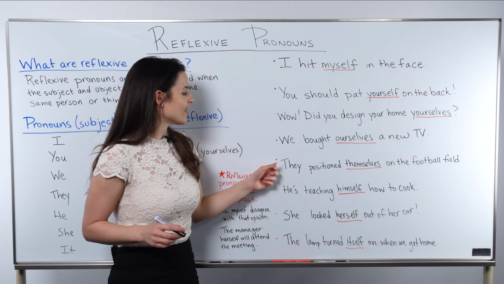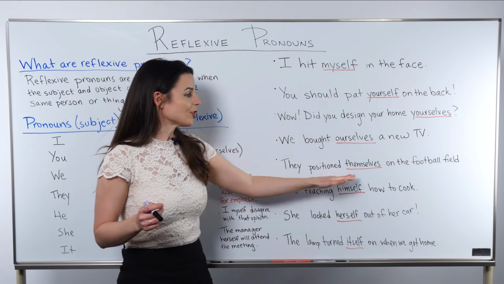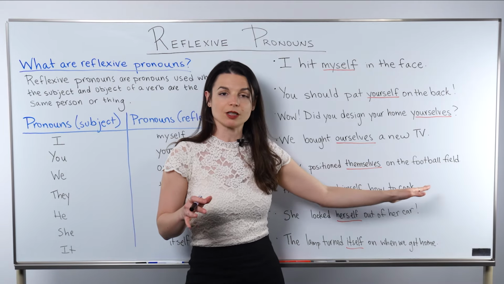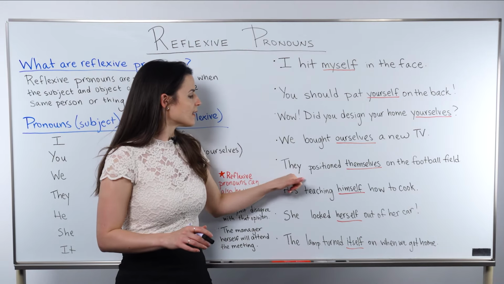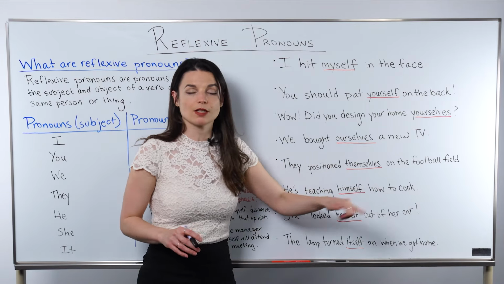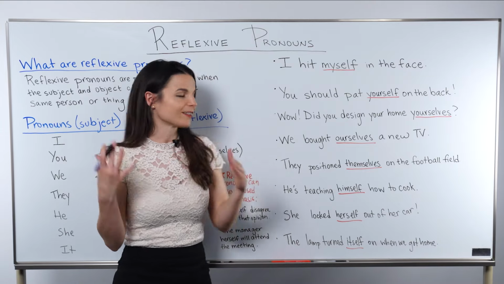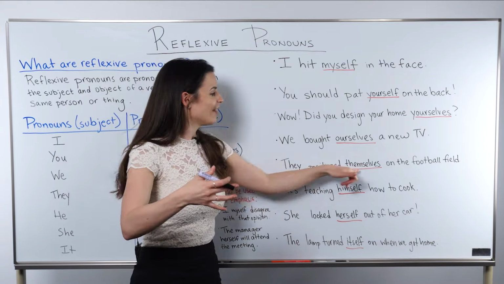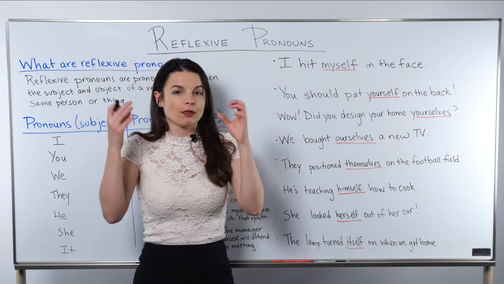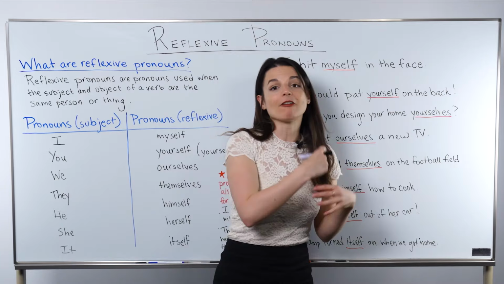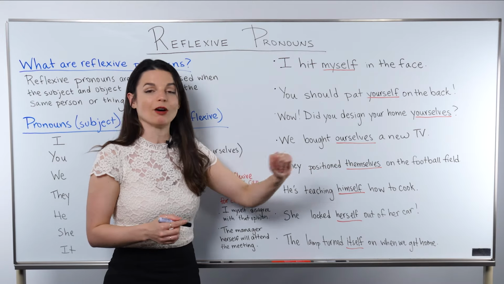Okay, let's look at our next one. The next one is kind of a sports style sentence. They positioned themselves on the football field. This sentence, they positioned themselves, means the players in the game. The football players are the subject, they are the people doing it, and they're also the people receiving this action. So the people are in charge of it and they are affected by this action. They positioned themselves on the football field.